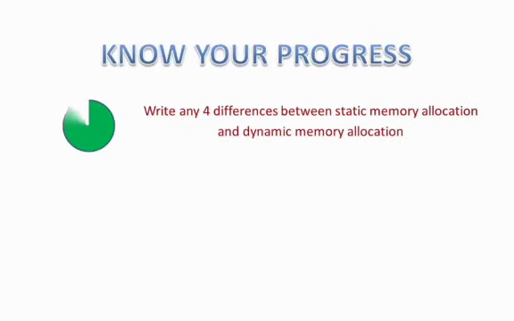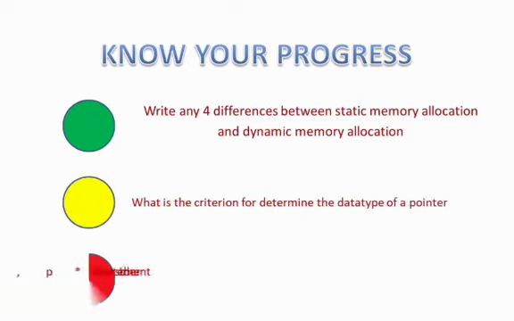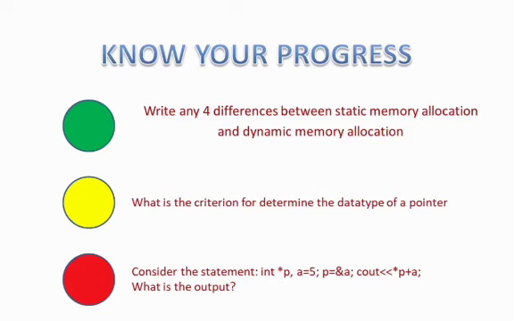Here is your assignment. Write any 4 differences between static memory allocation and dynamic memory allocation. What is the criterion for determining the data type of a pointer? Consider the statements int *p, a = 5, p = &a. cout << *p + a. What is the output?